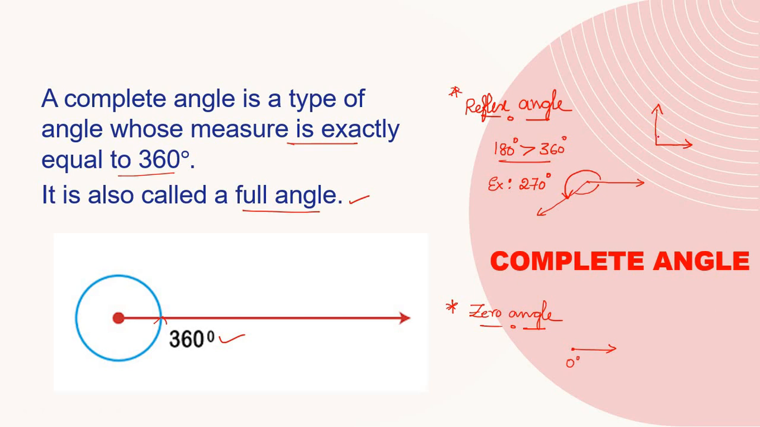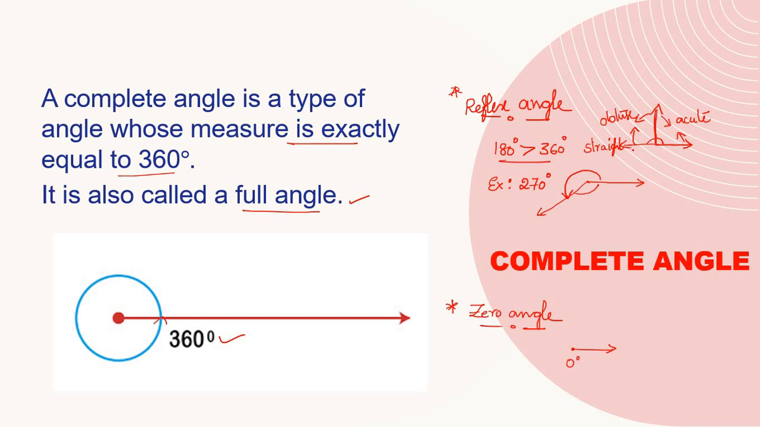See children, this is an angle formed here and this is exactly 90 degrees. If it is less than 90 degrees and greater than 0 degrees, it is called an acute angle. If it is exactly 90 degrees, it is called a right angle. If it is greater than 90 degrees and less than 180 degrees, it is called an obtuse angle. If it is exactly 180 degrees, it is called a straight angle.